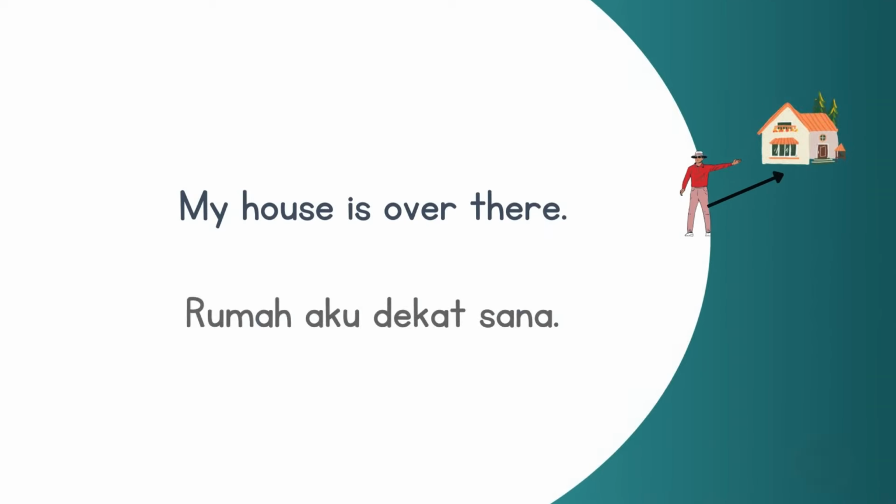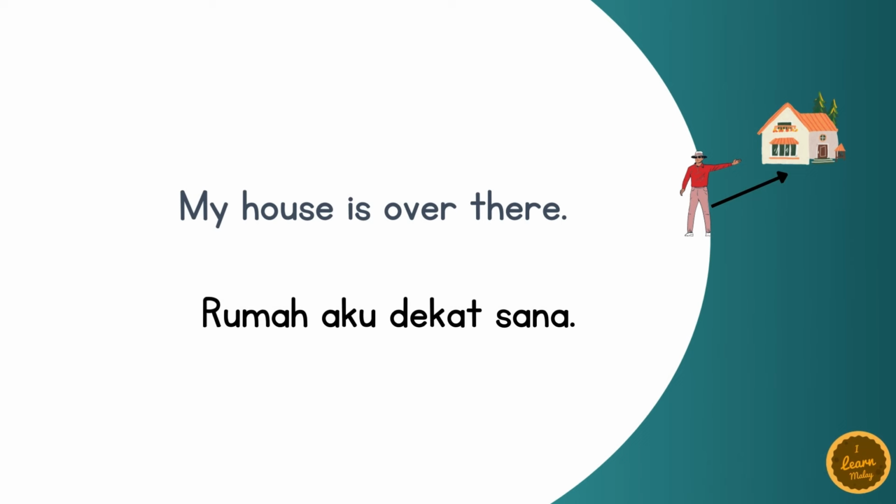A sentence example, rumah aku dekat sana. My house is over there. Rumah is house. Rumah aku is my house. Dekat means at. Dekat sana is there or over there.